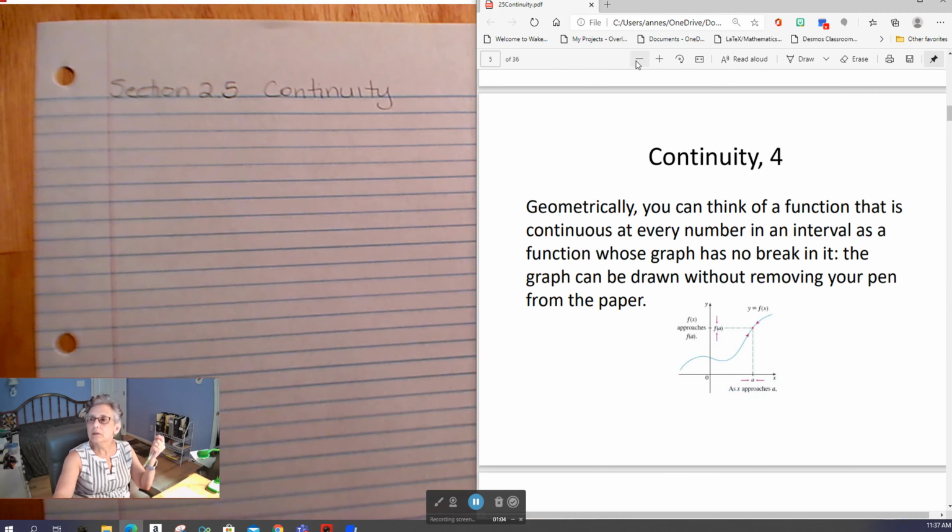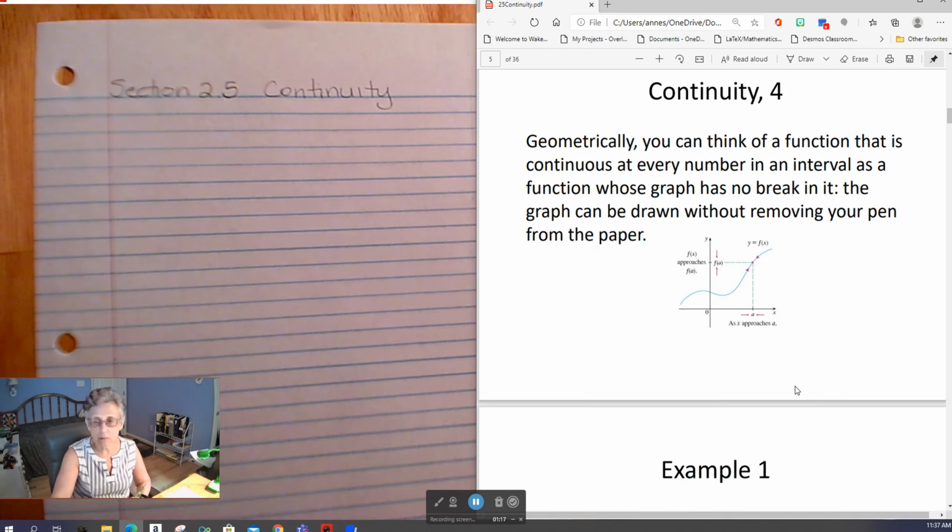And let me make this a little smaller so it's not cut off the screen. So geometrically, you think of a function as continuous if you can draw it without picking your pen up from the paper. That's probably the definition that you learned back in pre-calculus.